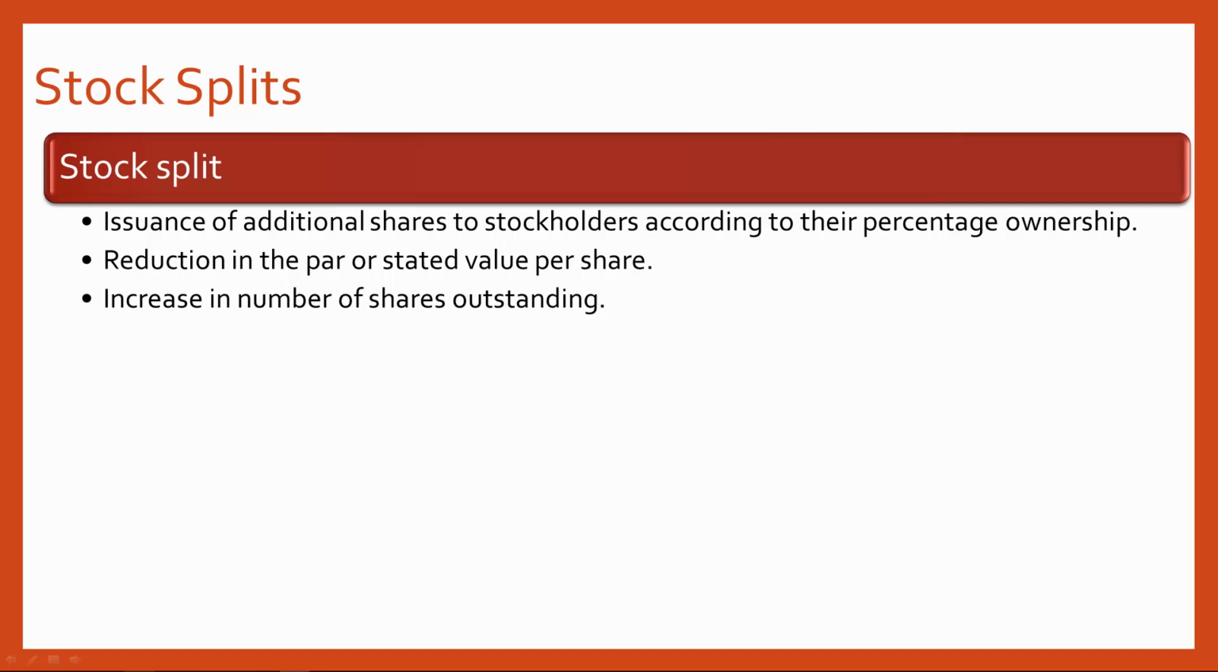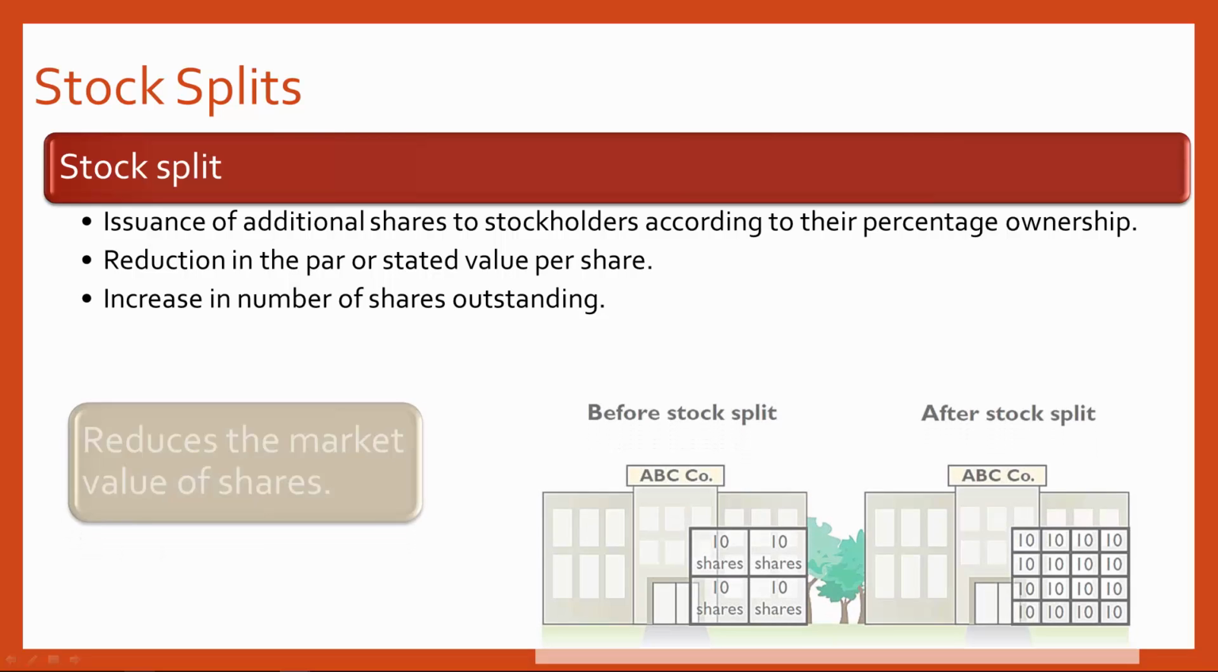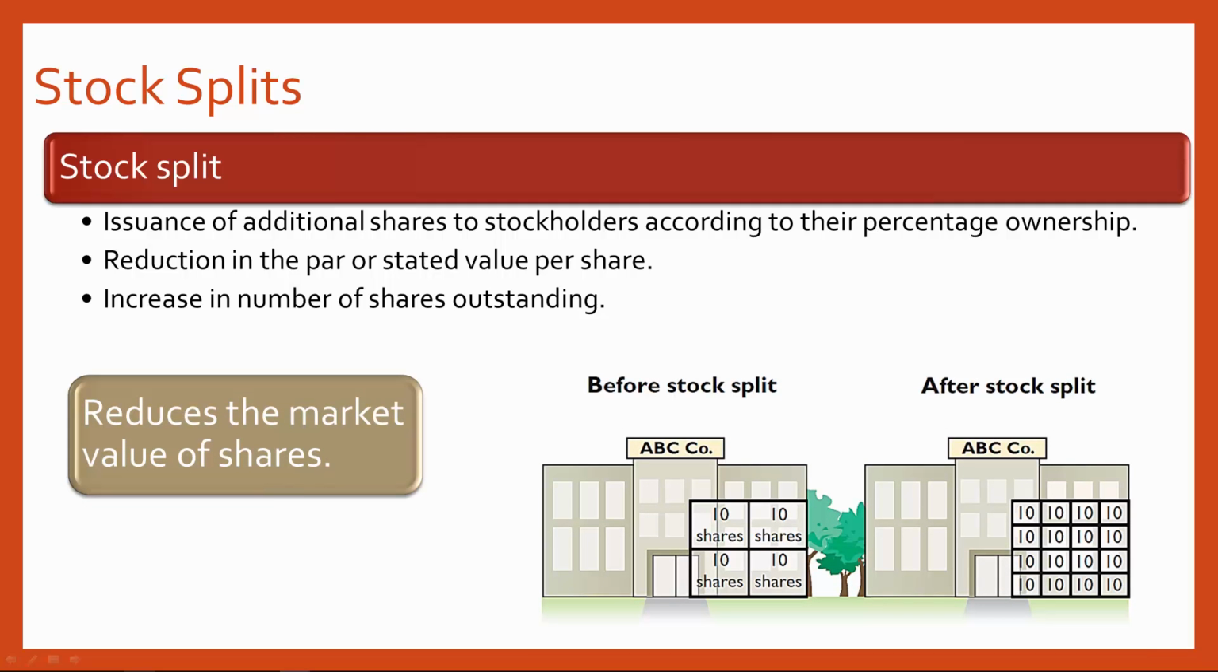Now let's look at a stock split. A stock split is different in that it is issuing additional shares to stockholders, but it's basically taking the shares that they have and splitting them into multiple shares. The par value or the stated value of the share is reduced, but the number of shares outstanding increases, and this is done in proportional amounts. If the shareholder had 2 shares and you do a 2-for-1 stock split, they end up with 4 shares because they get 2 for every 1 that they had.